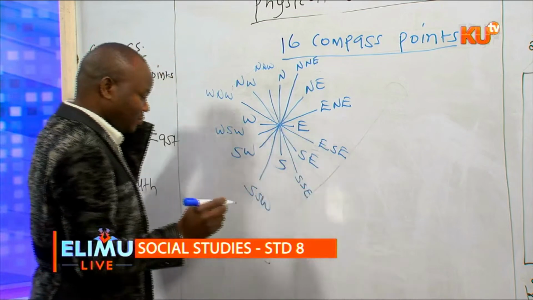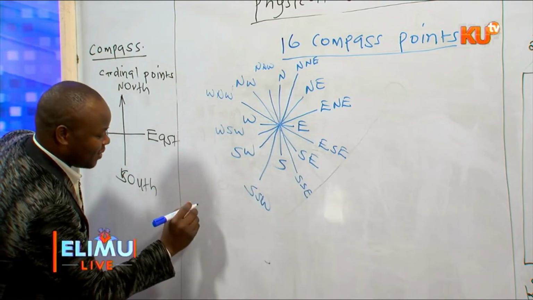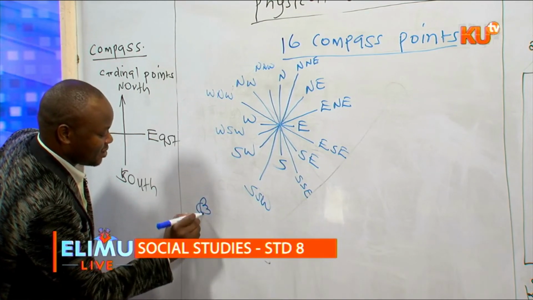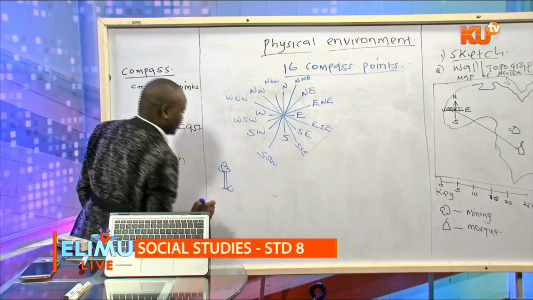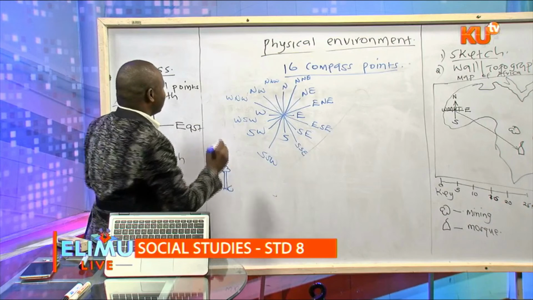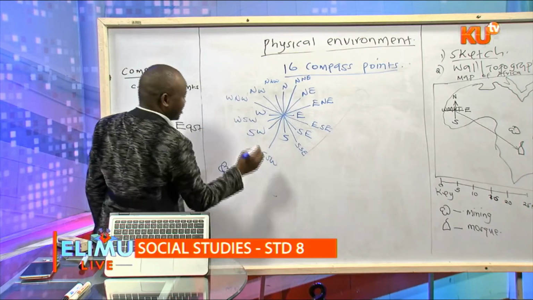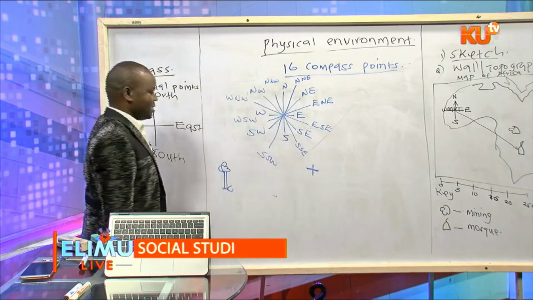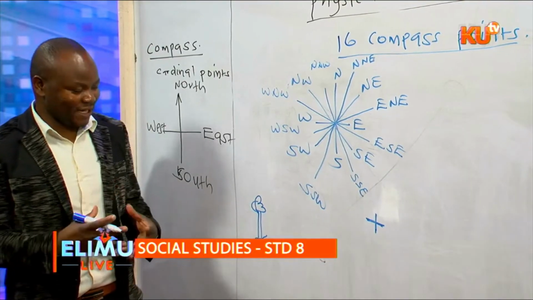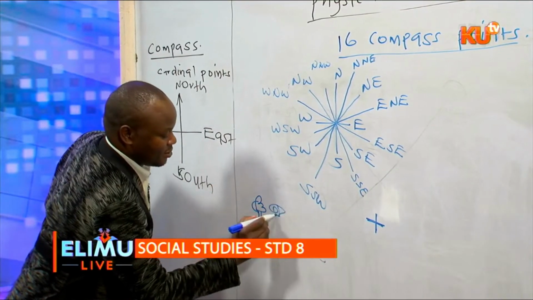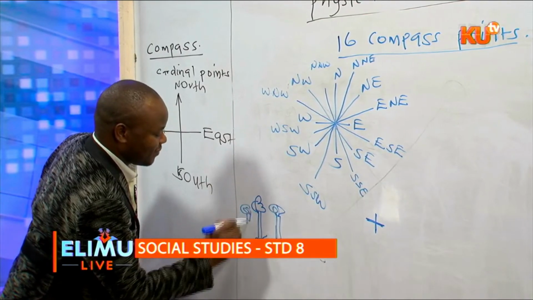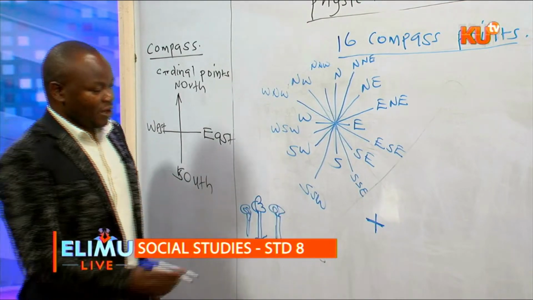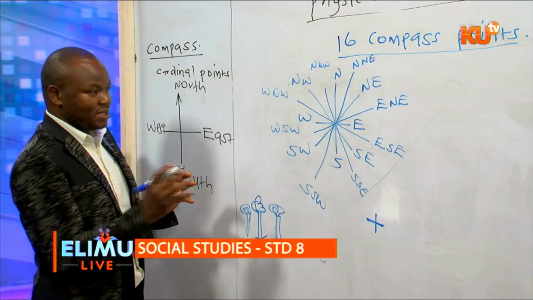Let us say that we have, let me say, the tree at this part, the forest. Then we have the church at this part. That is the cross. So how do you be able to locate the forest? How will you be able to locate the forest when somebody is at the church? You are going now to use this compass.